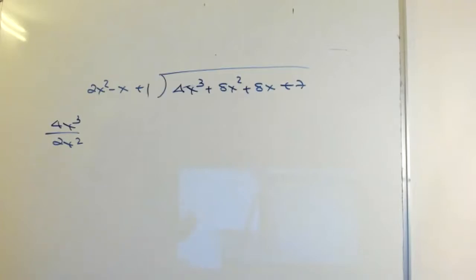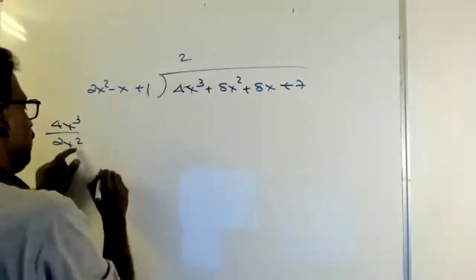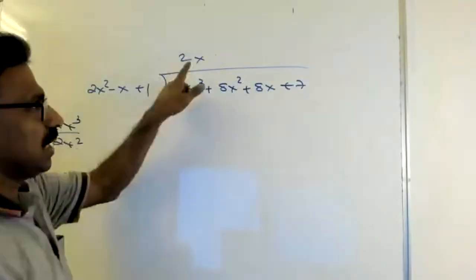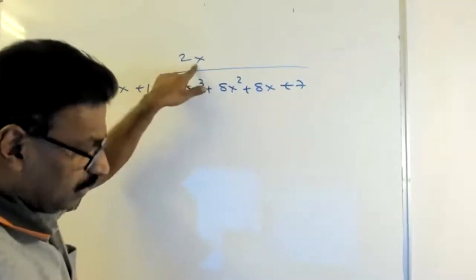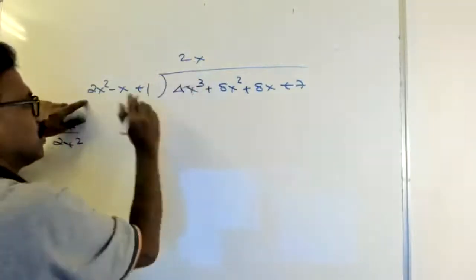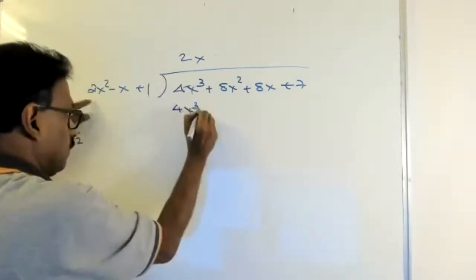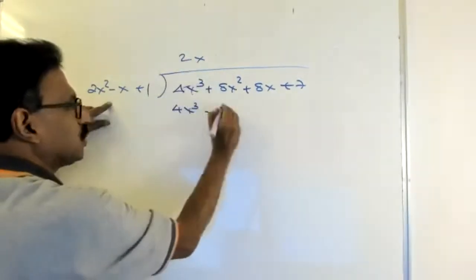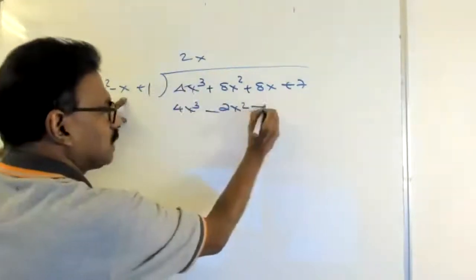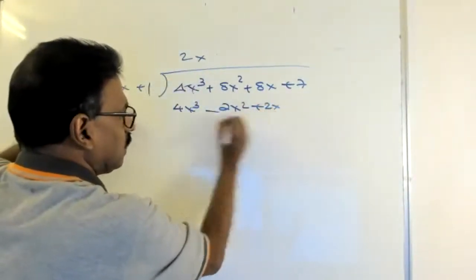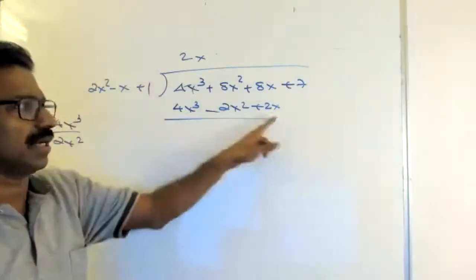No, I want to know where you made mistakes. 4 cancel here, 2. x cube by x square is x. This step is correct. This term is correct, right? Yes, sir. Okay. So 2x into 2x square, 4x cube. Minus 2x into x is 2x cube, 2x square, 2x into plus 2x. Okay, check whether this line is correct or not.